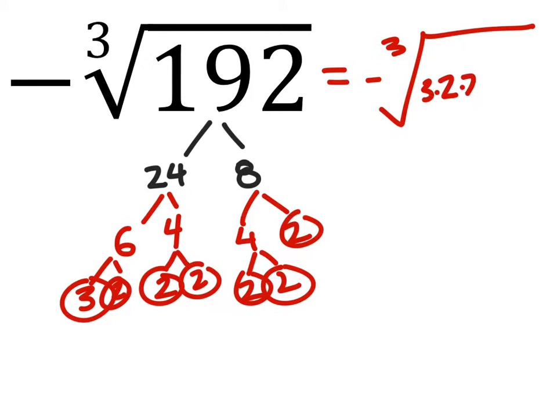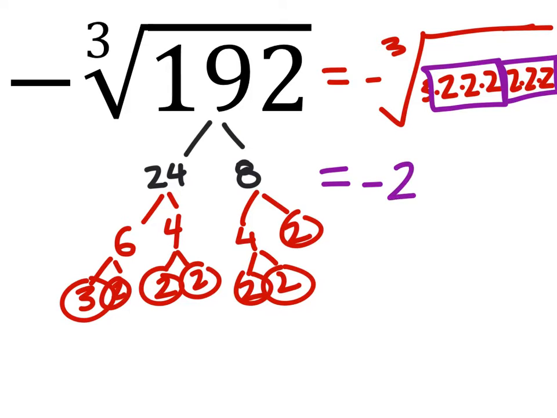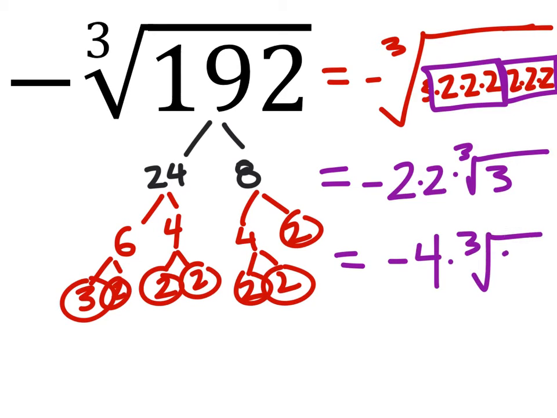3 times 2 times 2 times 2 times 2 times 2 times 2. 1, 2, 3, 4, 5, 6. There we go. All right, so we have this set of 3 2s and this set of 3 2s. So we got a negative 2 times 2 times the cube root of 3. That's a negative 4 times the cube root of 3.